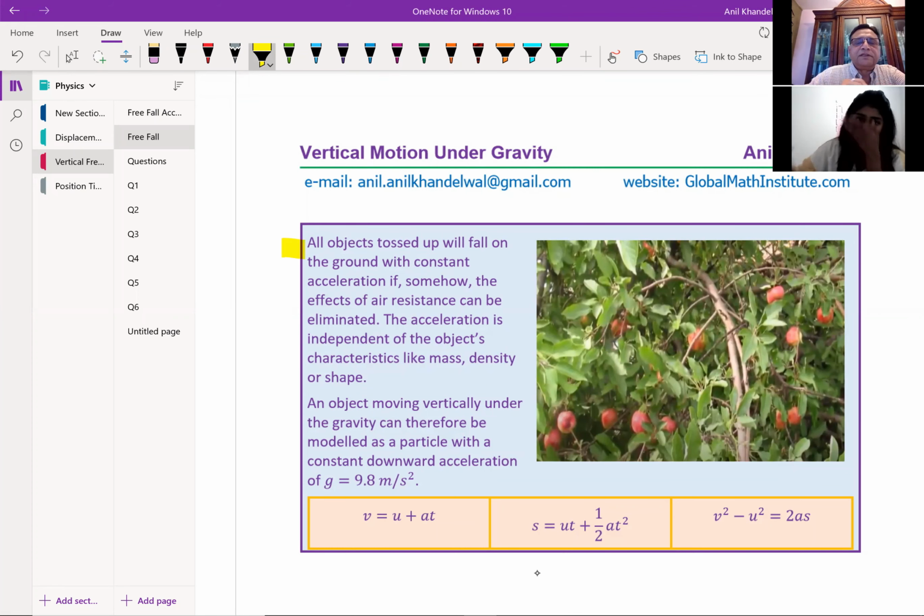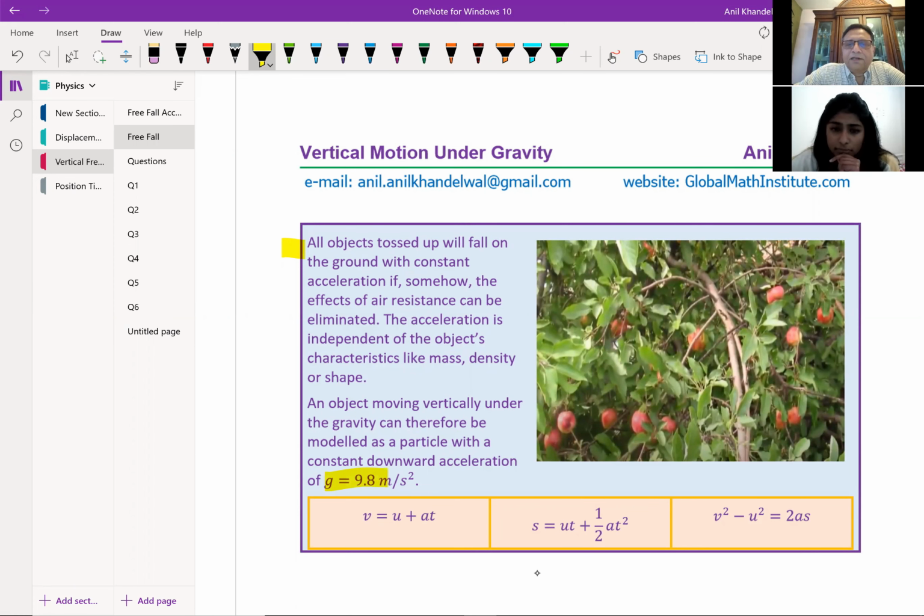Amy, can you please read this? All objects tossed up will fall on the ground with a constant acceleration if somehow the effects of air resistance can be eliminated. The acceleration is independent of the object's characteristics like mass, density, or shape. An object moving vertically under the gravity can therefore be modeled as a particle with a constant downward acceleration of g equals 9.8 meters per second squared.